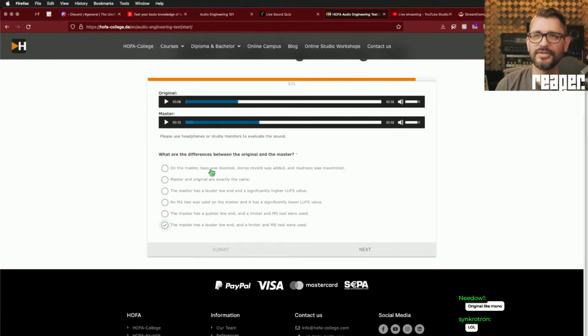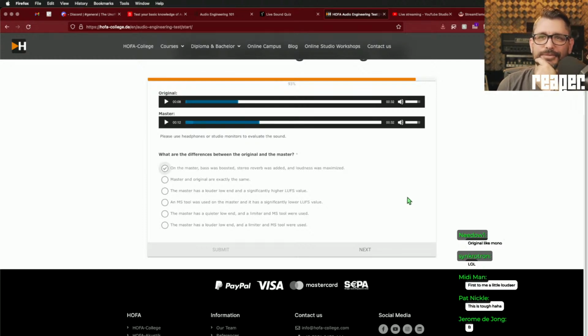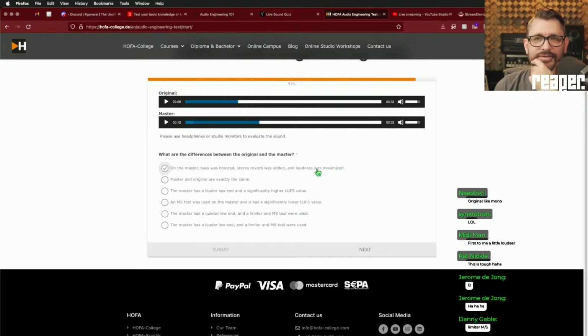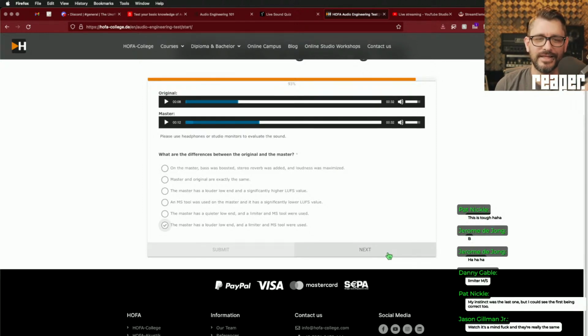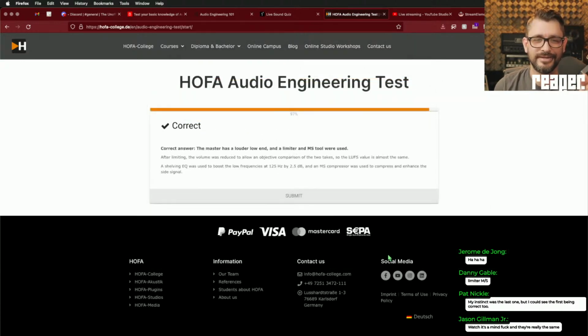Do we have an agreement on the answer for this one? This one is the toughest. This is the first one that's actually like we have to think hard. I feel like there was reverb added, but then the loudness was not really different. I'm going to go with the last option here. Louder low end, there's a limiter and MS tool. Hey, we got it. Nice.